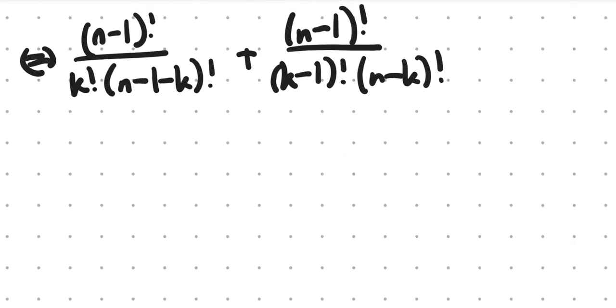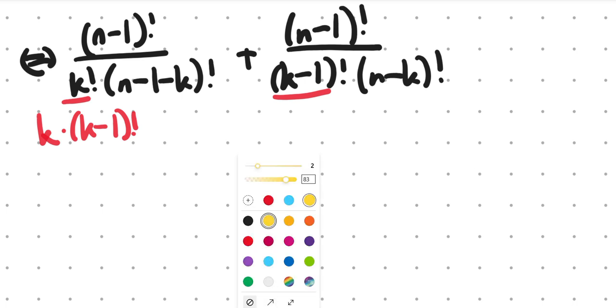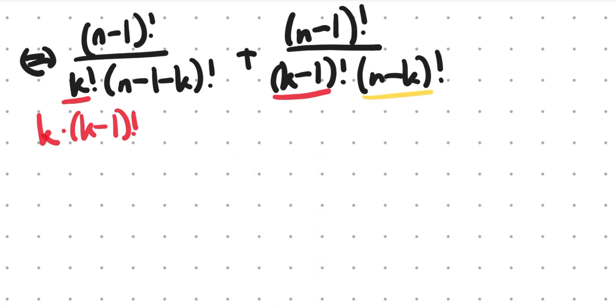Now, in order to put the fractions together, we need to have the same denominator. We see that k factorial is almost similar to k minus 1 factorial. So what should we do to get k factorial from k minus 1 factorial? Obviously, k factorial is k times k minus 1 factorial. And over here, let's take another color. We see that n minus k factorial is n minus k times n minus k minus 1 factorial, which is the same thing as n minus 1 minus k. I just flipped those two with the commutative rule.